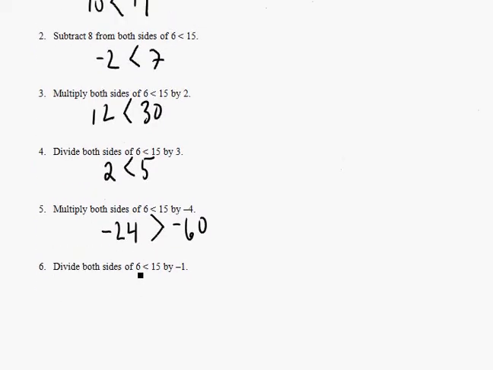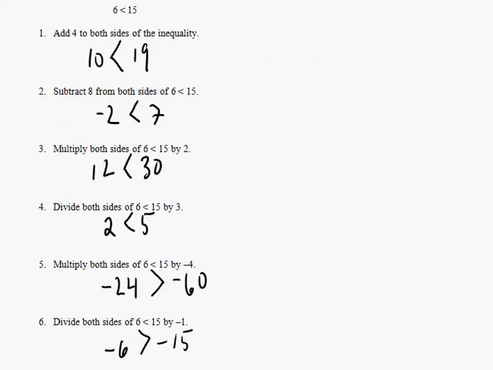Now let's take the inequality 6 is less than 15 and divide both sides by negative 1. 6 divided by negative 1 is negative 6. 15 divided by negative 1 is negative 15. And negative 6 is greater than negative 15.